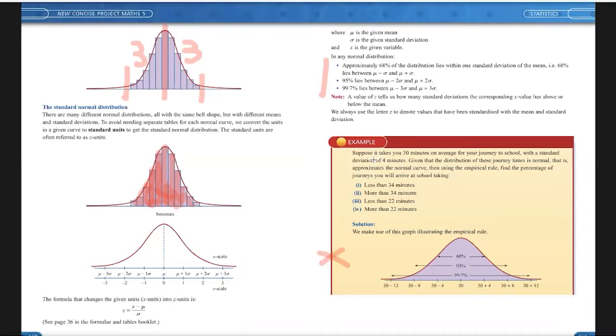So for example, let's just read this one. Suppose it takes you 30 minutes on average for your journey to school with a standard deviation of 4 minutes.